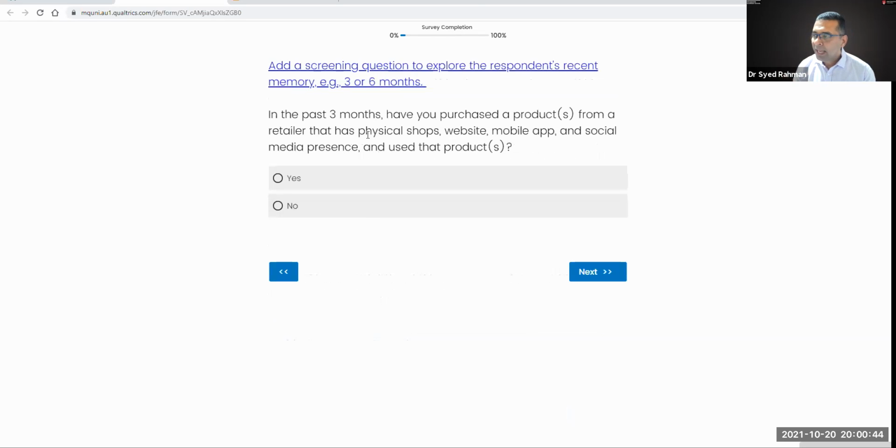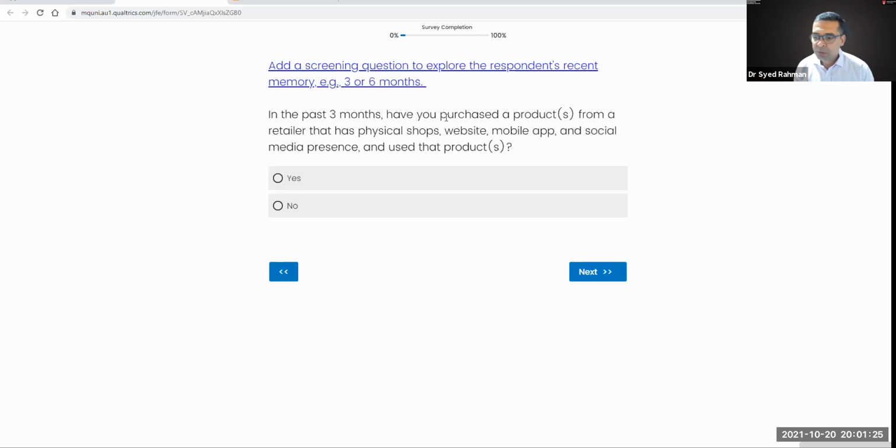If I go next, here, this is important. Add a screening question to explore the respondent's recent memory, e.g. 3 or 6 months. We need to activate customers' memory and their recent experiences. Depending on the research question, the recency can vary. For example, going on a cruise or a yearly holiday is a yearly affair, isn't it? So in that context, you might ask your respondent to think about something within the past 14 months or 1.5 years, or the last time they had a holiday.